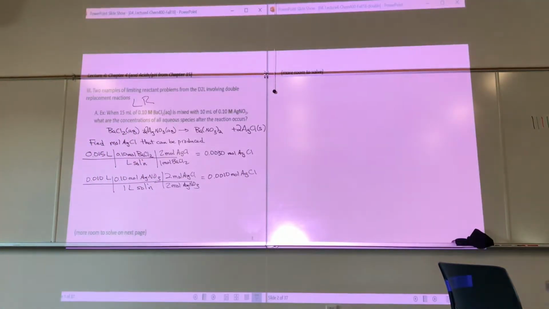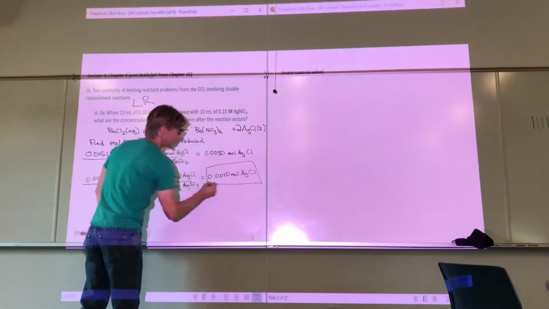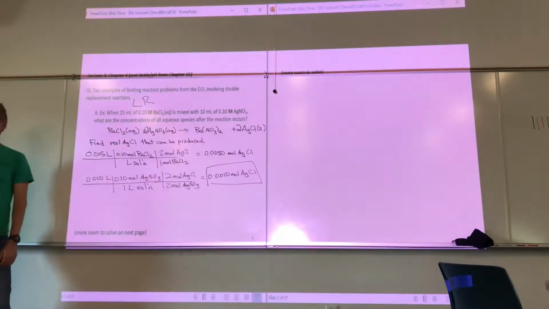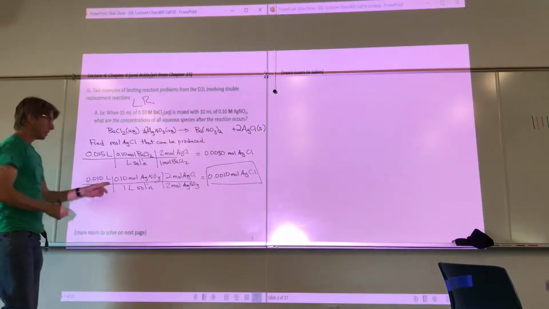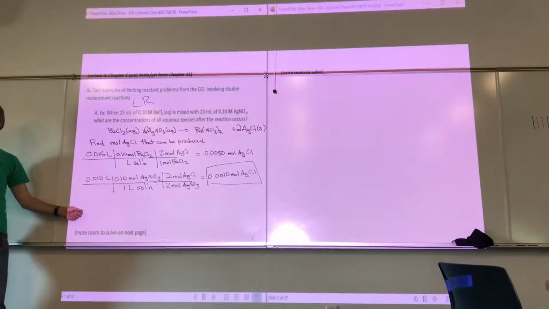I get 0.0010 moles of silver chloride based on the silver nitrate. How many moles of silver chloride can I make? 0.0010 moles. Right, 0.0010 moles. So that's the amount of silver chloride I can make. My limiting reactant is silver nitrate. Are you with me so far?